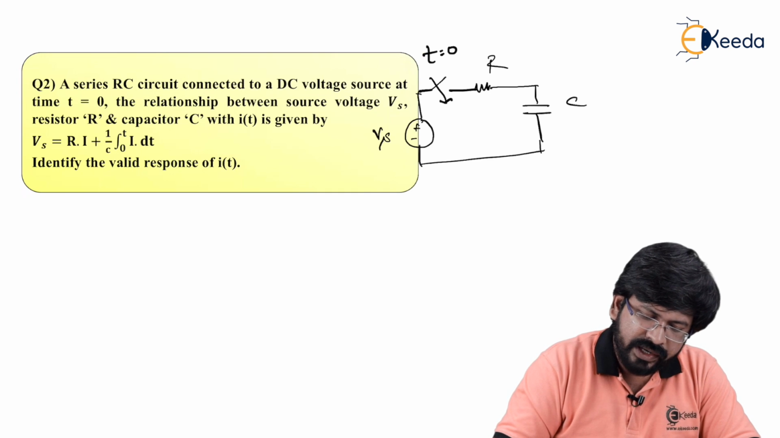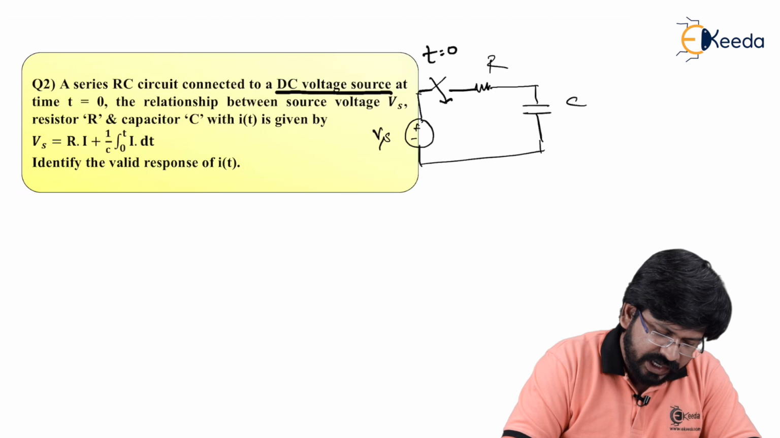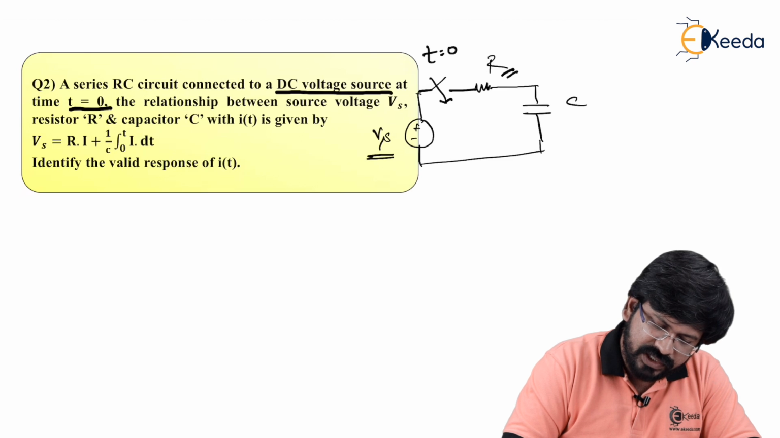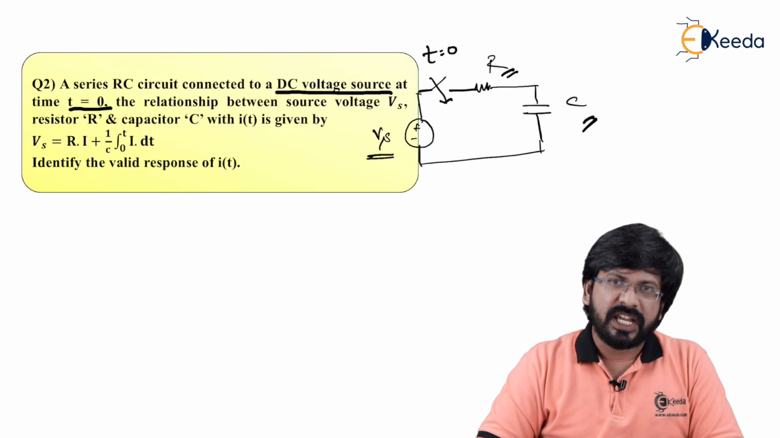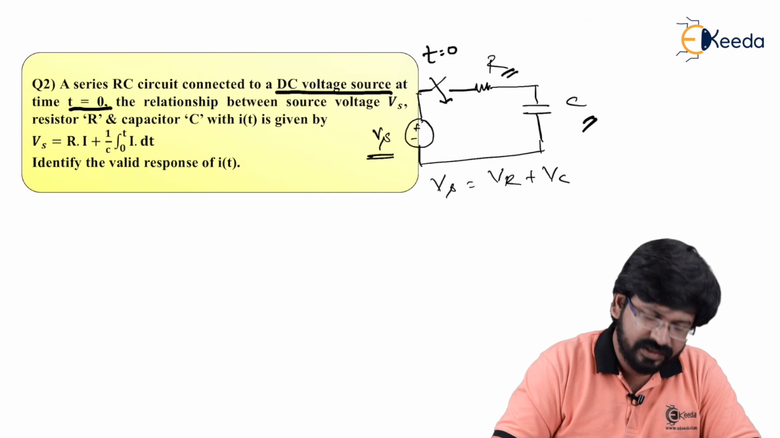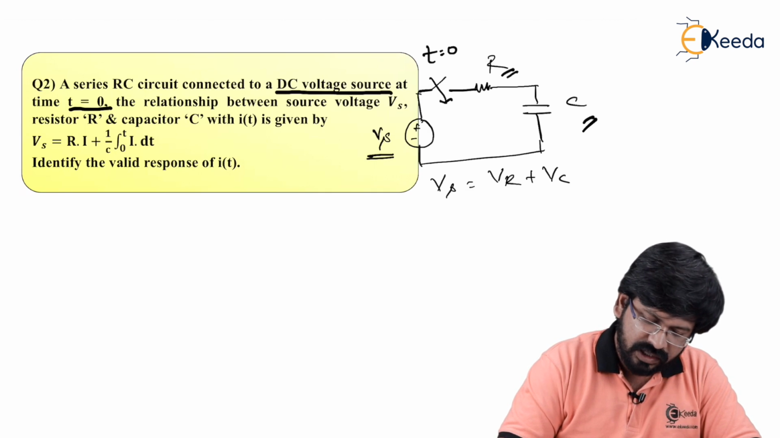So now according to the problem statement, this DC voltage source at t equal to 0 is connected to a series RC circuit. Am I right? The relationship between voltage source Vs, resistor R, and capacitor C is this. Actually, they have applied normal KVL here. You know the fact that Vs is nothing but VR plus Vc. I'm sure you understand this.